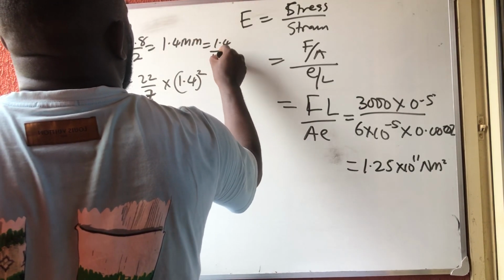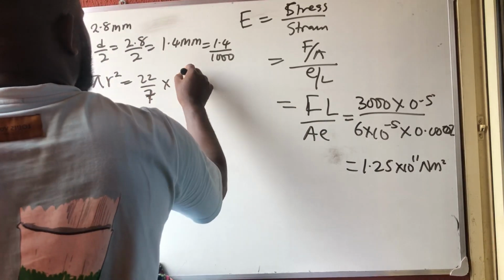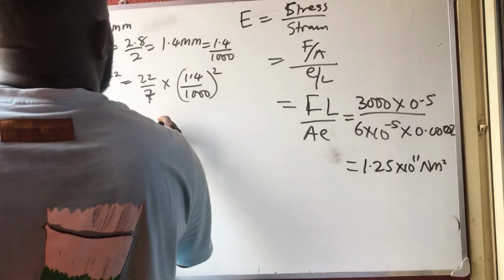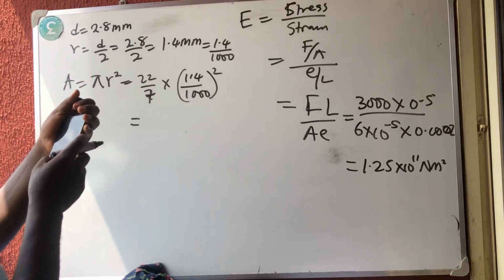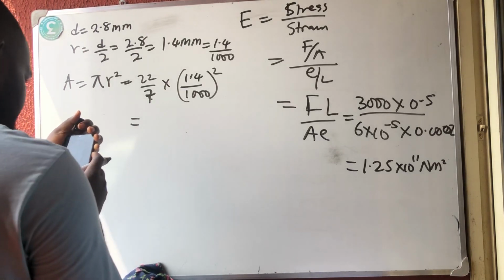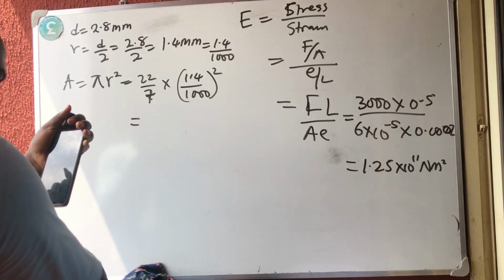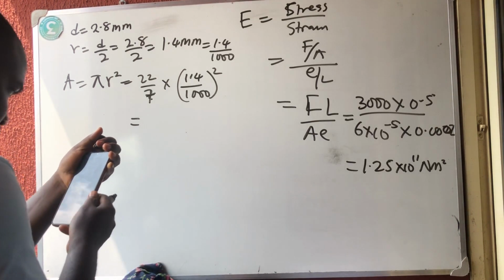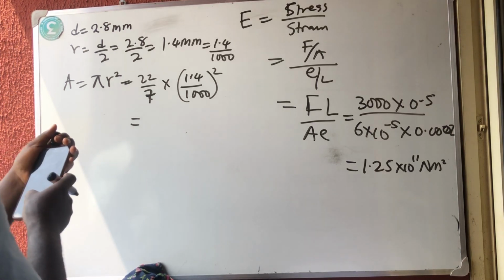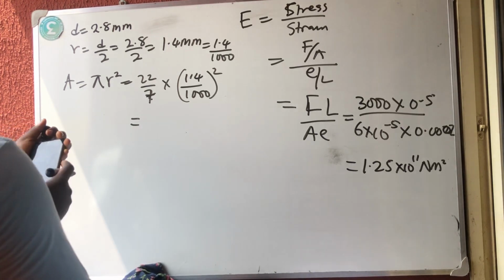1.4 divided by 1000. So I'm going to have times 1.4 divided by 1000 all squared. So if you do that, you're going to have the area. Okay, we are still going to get the area. Let's continue reading the question.